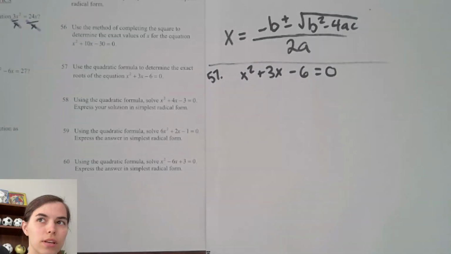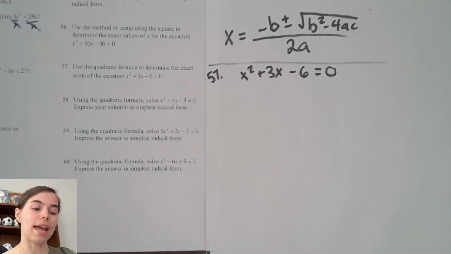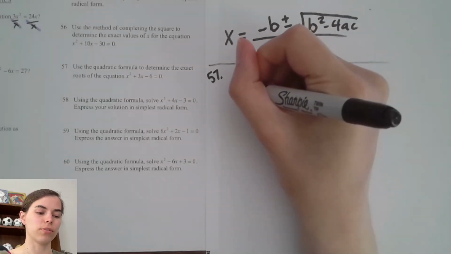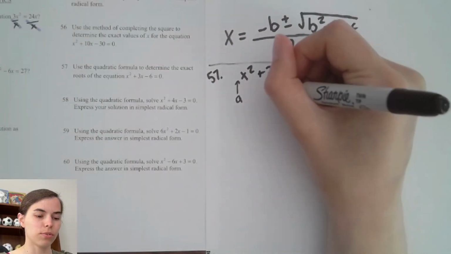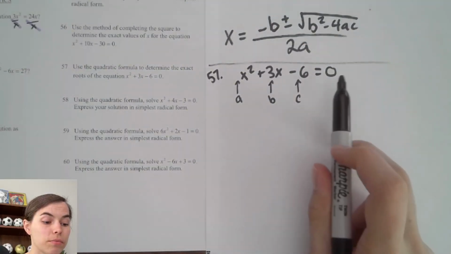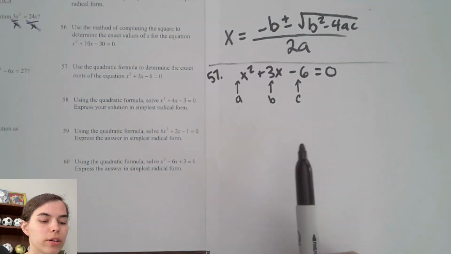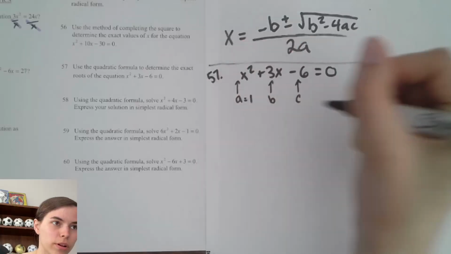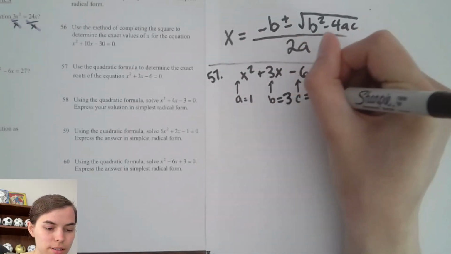Those refer to the numbers that are in our equation. The a term is the number in front of the x squared. The b is in front of the x. And the c is your constant, assuming everything is equal to 0. It must be equal to 0 first. So from here, we know that a is 1, b is 3, and c is negative 6.